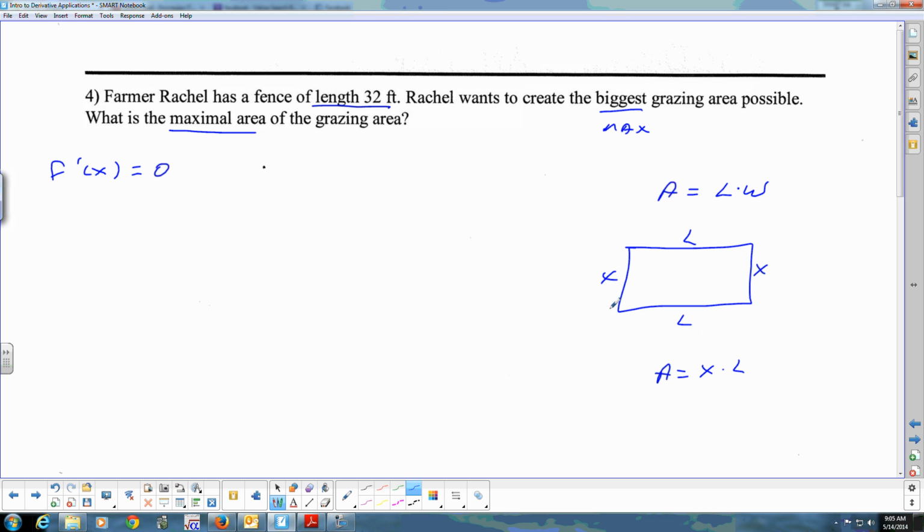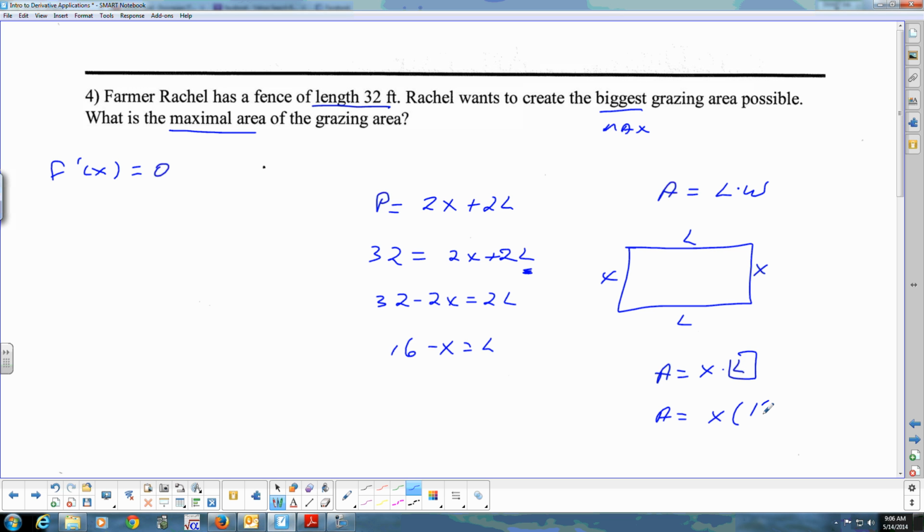Well, all of these pieces added together need to equal 32. So in other words, I'm looking at the perimeter. Perimeter in this case would be 2x plus 2L. The perimeter is 32 feet. I need to solve for L and replace L with what it's worth. It's a 2. So I'm going to subtract the 2x, so 32 minus 2x is equal to 2L. Divide by 2, and I get 16 minus x is equal to L. Now replace this with what it's worth, and you have your area is equal to 16x minus x squared.